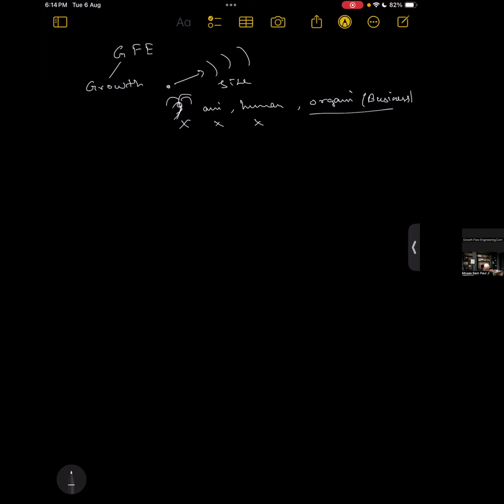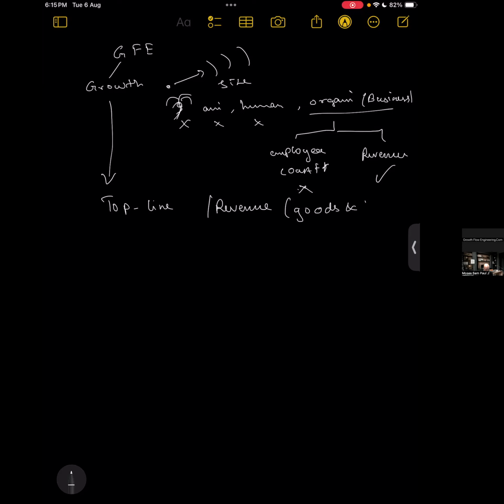on our organizational growth. Now, this could mean multiple things: your employee count could go up, or your revenues could go up. Again, you're not focused on this, you're focused on revenues. So by growth, we mean top line or revenues, which you get by selling your goods and services. Okay, now that is clear. Let's look at what are all the different business functions that lead to top line or revenue growth.